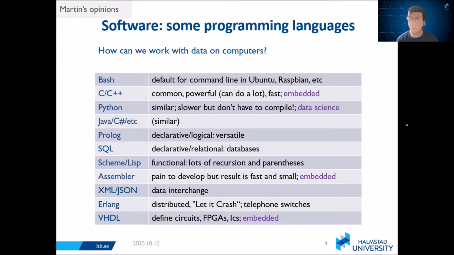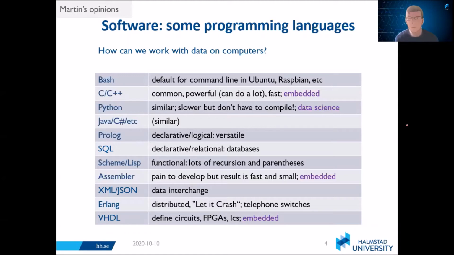C++ is very fast, but you have to compile. Python is a little bit slower, but you don't have to compile, which is awesome. And then there's many similar languages to C and Python. You have sort of more strange languages like Prolog, which is quite versatile also, in that if you program it to answer one thing, you can also get maybe other answers as well. SQL is very useful for databases. Scheme Lisp is a functional language or functional languages. Assembler is a little bit more work, but the result, you can create really fast, small code.